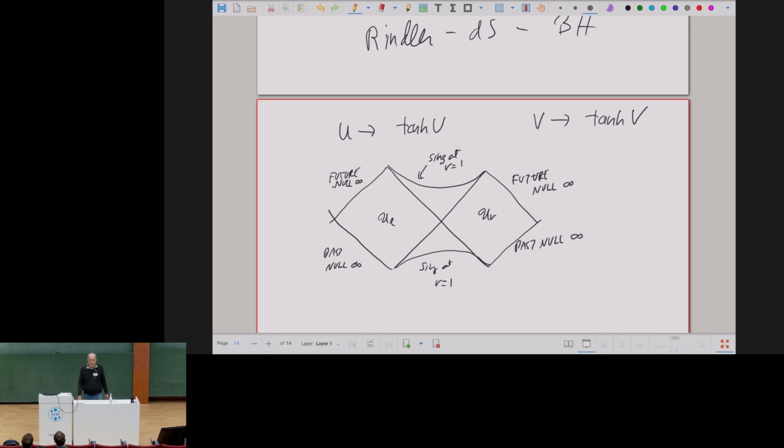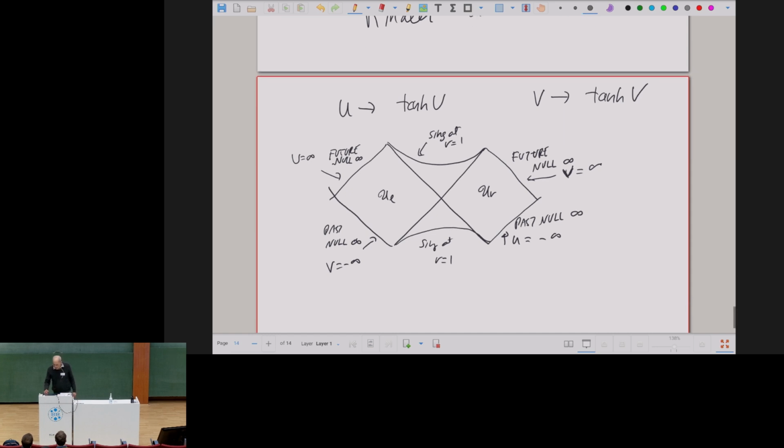It's the same picture I had before, except reparameterizing u and v so that we can see infinity at a finite distance. So I should maybe stress u is infinity here. V is infinity here. U is minus infinity here. U is infinity here, and V is minus infinity here. We've just reparameterized to put U and V, infinity at finite distances so we can see the whole picture.